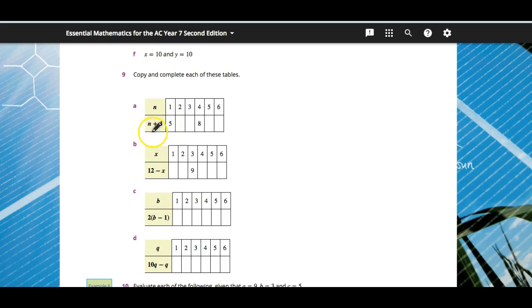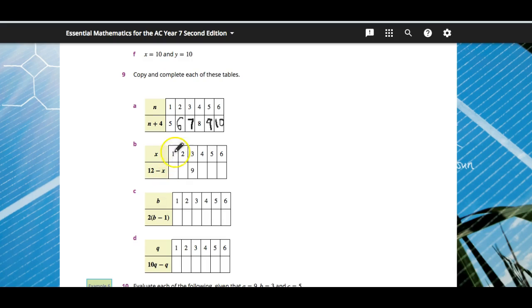So you can see here our expression is n plus 4. So the first one, we're just substituting number 1. So 1 plus 4 is 5. Then we have 2 plus 4 is 6. 3 plus 4 is 7. 4 plus 4 is 8. 5 plus 4 is 9. 6 plus 4 is 10. Okay, so quite an easy one. What about the next one?